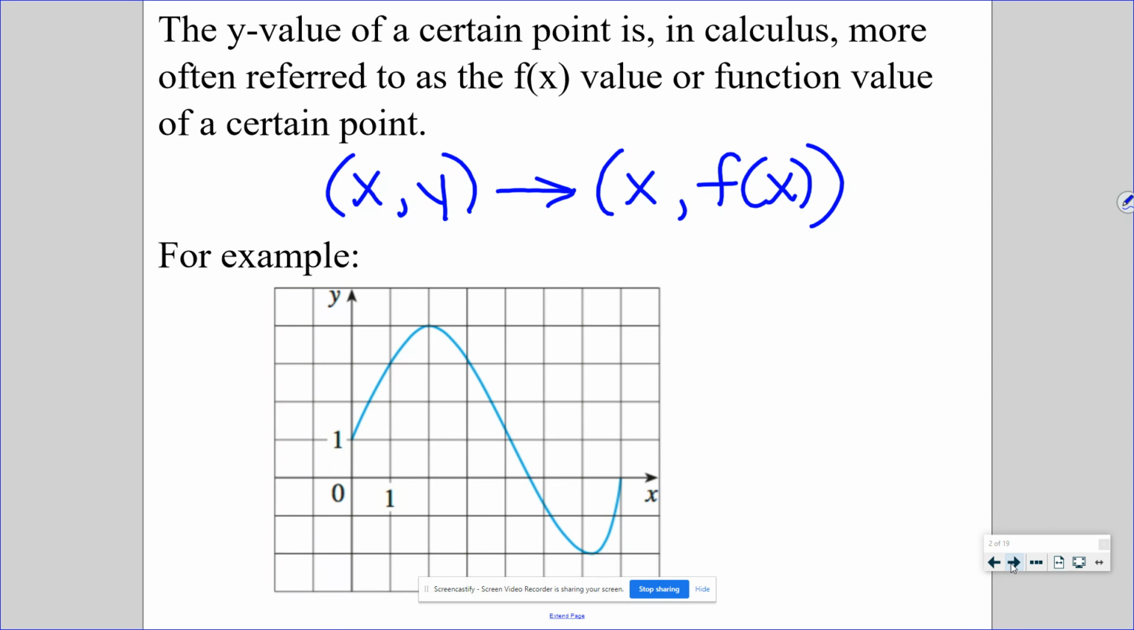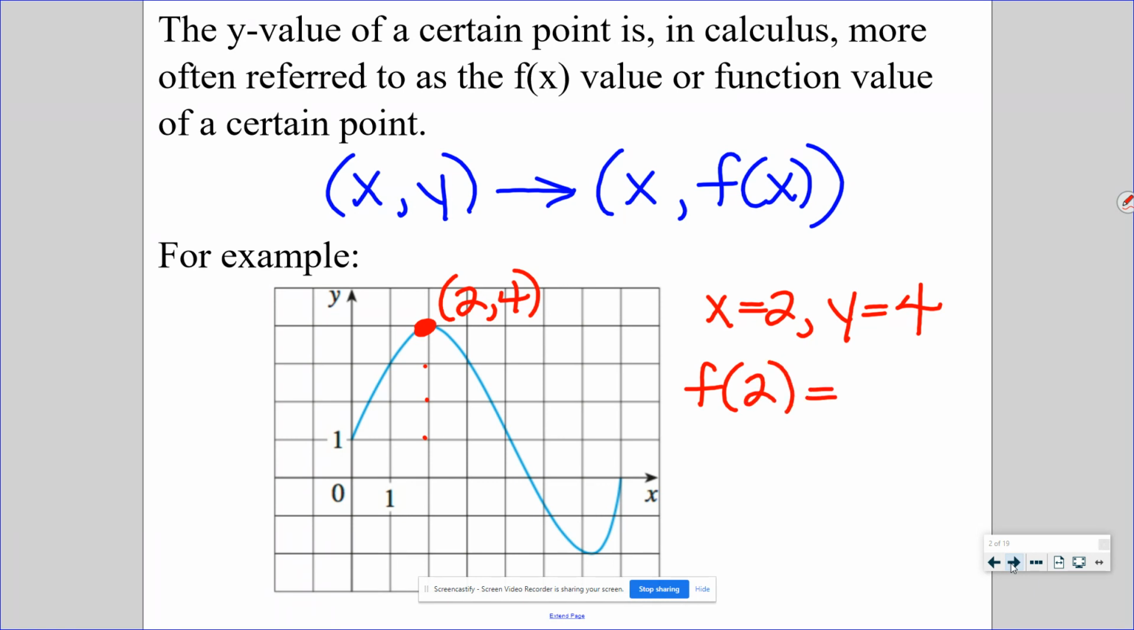So I have a graph here, and I'm just going to pick an ordered pair, maybe this one right here. And I'm going to say, what's that ordered pair? That one looks like 2, 4. That's 2, 4, okay? Normally we would say something like x is 2 and y is 4. The advanced way of describing that point would be to say that when x is 2, f of 2 is 4, meaning the y value at 2 is equal to 4.